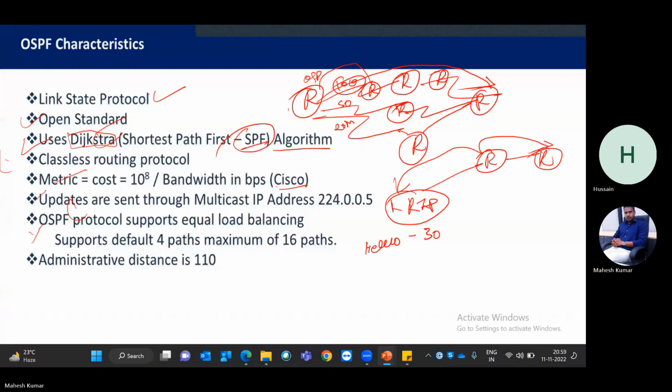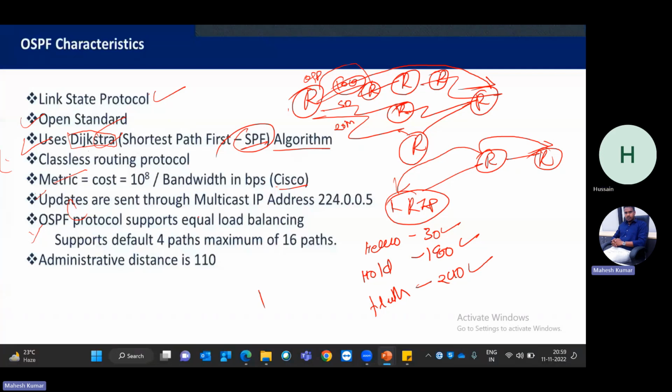30 seconds, and the hold down timer is 180 seconds, and the flush timer is 240 seconds, right? Yes, sir. So 30 seconds, 180 seconds and 240 seconds. The same way, they send every 30 seconds, right? But in OSPF it will not send every 30 seconds. It will take less time as compared to RIP.